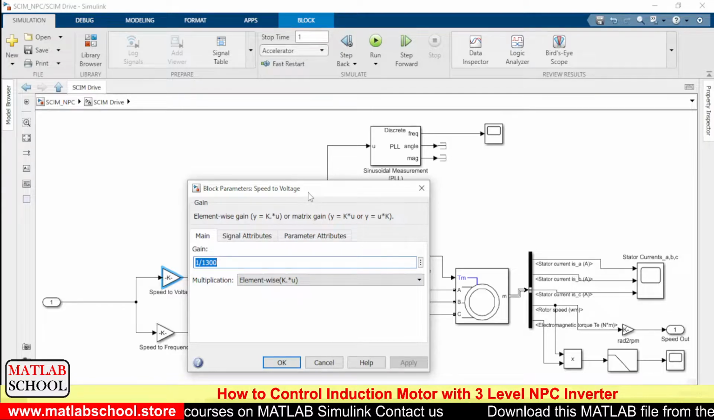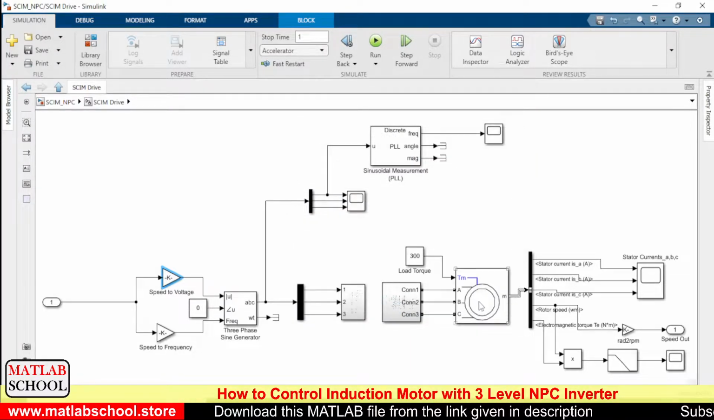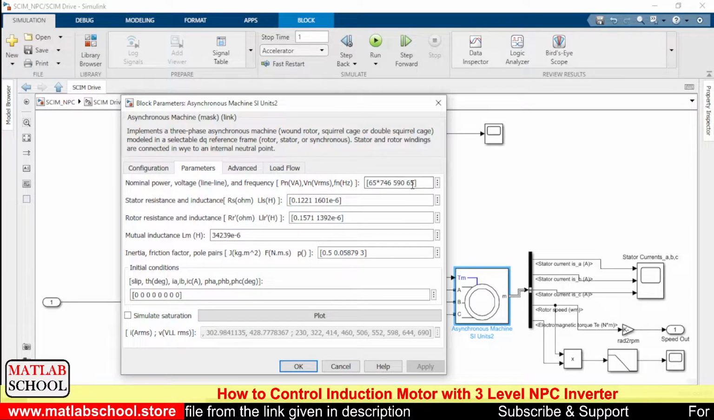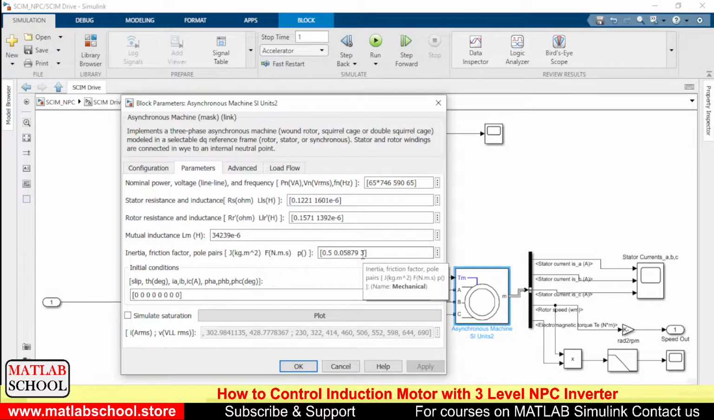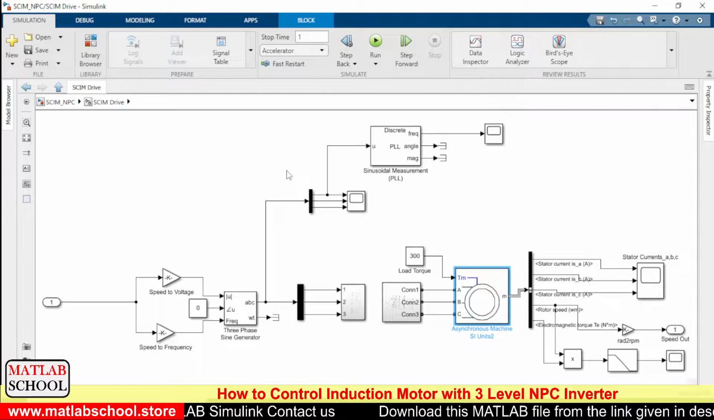To convert speed to voltage, we are going with this conversion 1 by 1300, because 1300 is the maximum speed of this motor. The reason is the motor's frequency is 65 and the number of poles is 6. So the number of pole pairs is 3. For this number of poles and for this frequency, the maximum speed would be 1300. That we get from the formula Ns = 120f/P.